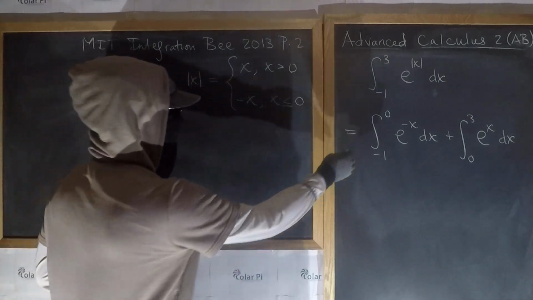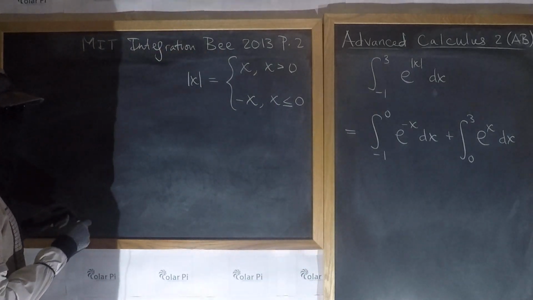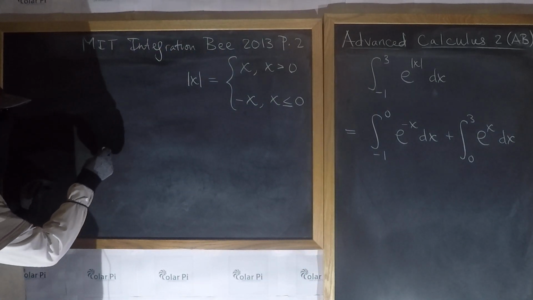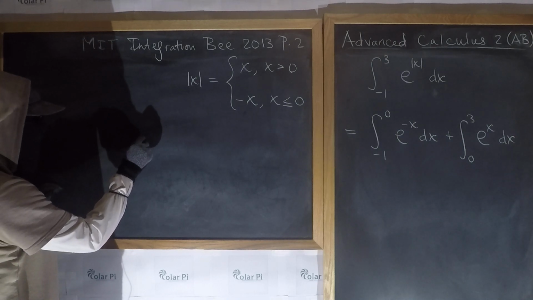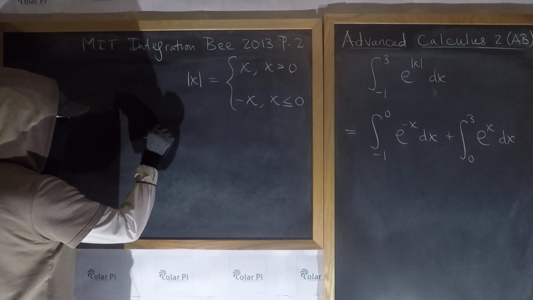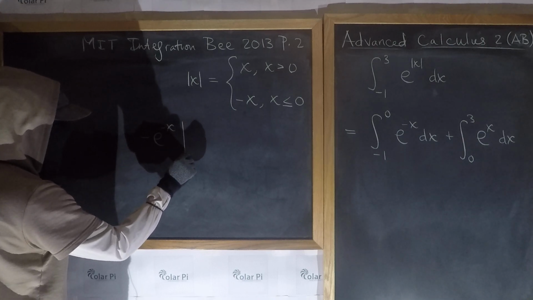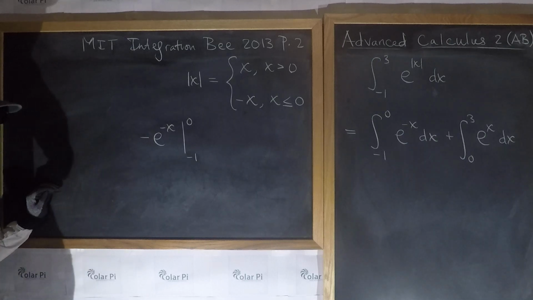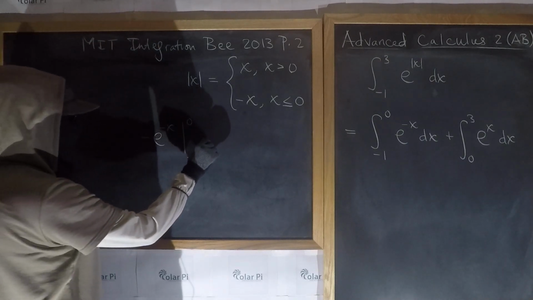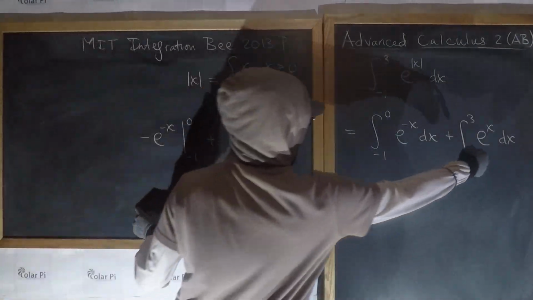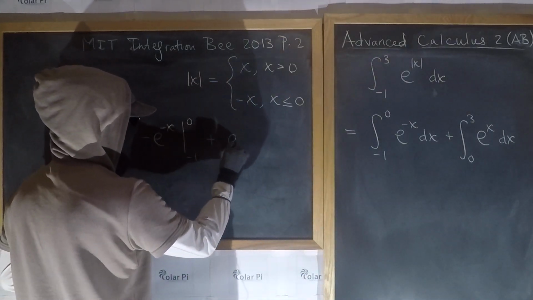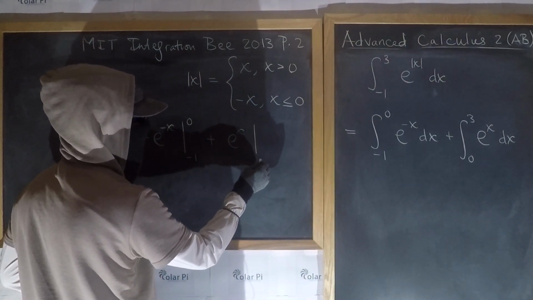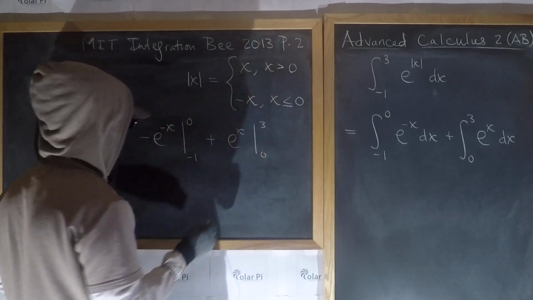Now, this first integral evaluated from -1 to 0 is going to look like this. First, the antiderivative of e to the negative x is negative e to the negative x. So we go evaluated from -1 to 0, right? And then we add to this the antiderivative of e to the x, which is e to the x itself. So e to the x evaluated from 0 to 3.